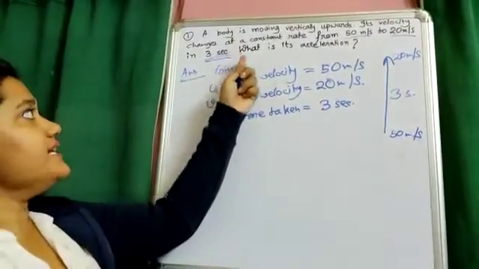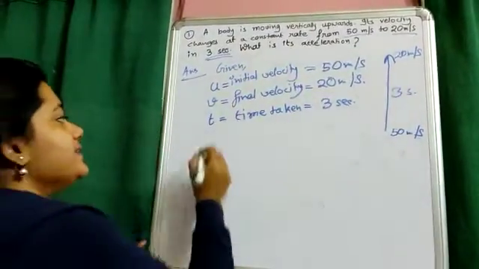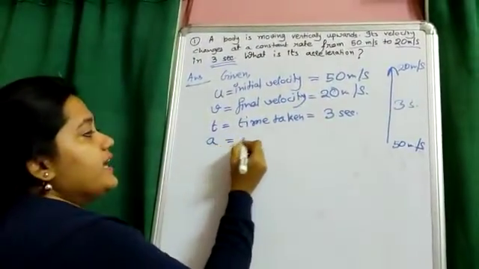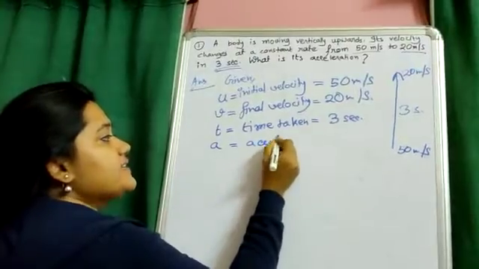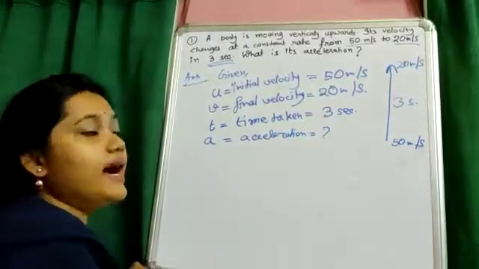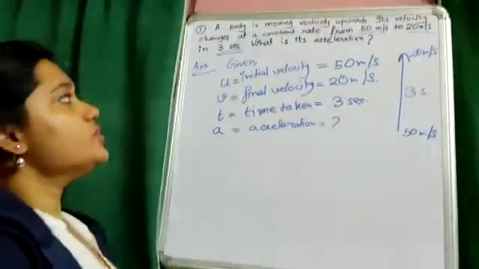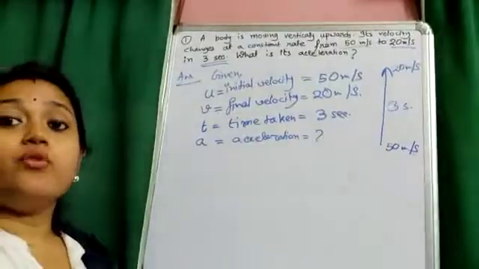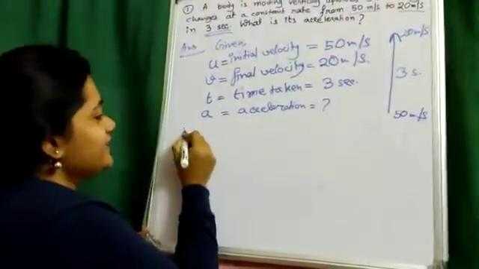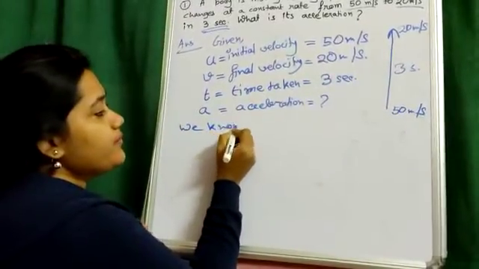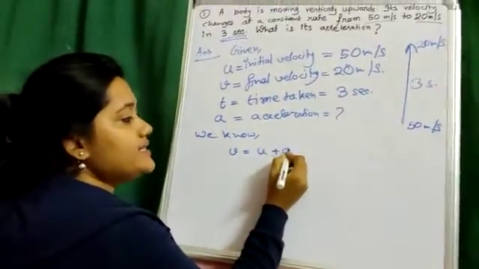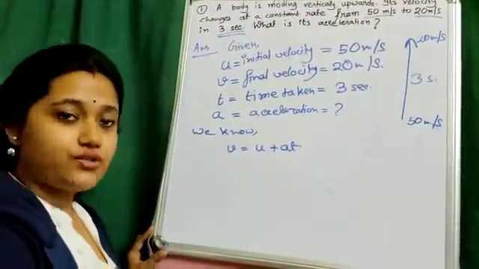Now what have they asked? They have asked what is its acceleration. Acceleration we represent using the symbol a. A is acceleration, that is our unknown quantity here. So what equations of motion do we know? We know the first equation of motion: v equals u plus at. V equals u plus at.